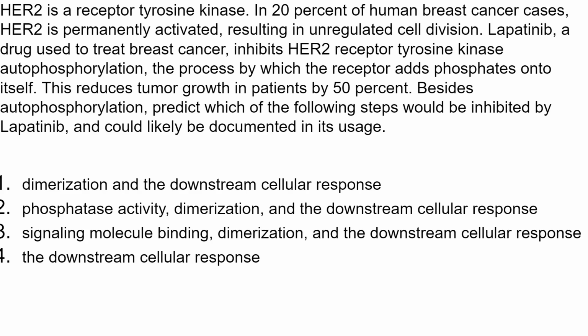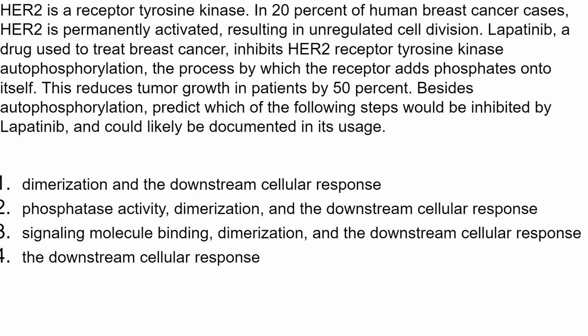HER2 is a receptor tyrosine kinase. In 20% of human breast cancer cases, HER2 is permanently activated, resulting in unregulated cell division. That's what we call cancer. Lapatinib, a drug used to treat breast cancer, inhibits HER2 receptor tyrosine kinase autophosphorylation, the process by which the receptor adds phosphate onto itself. This reduces tumor growth in patients by 50%.